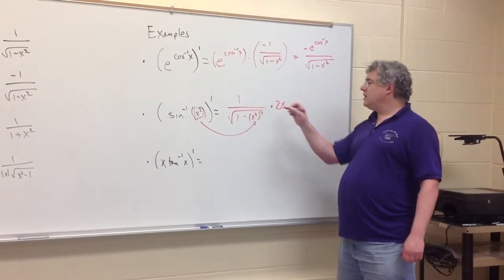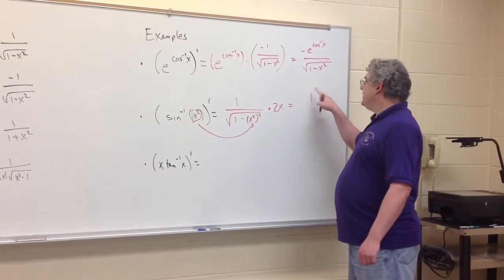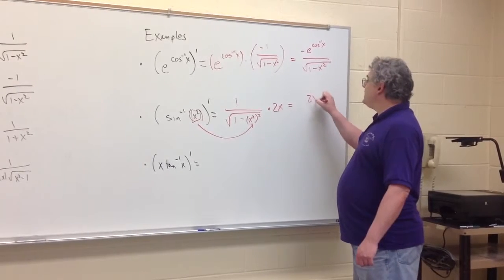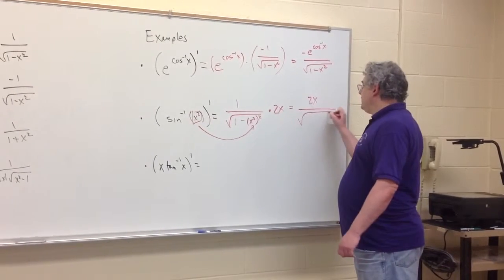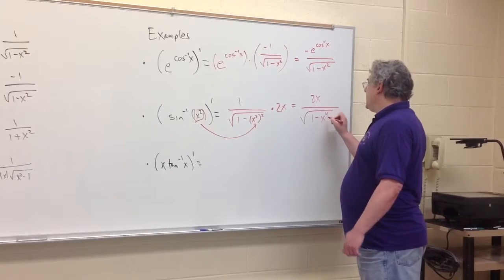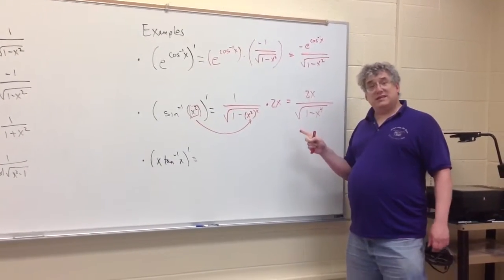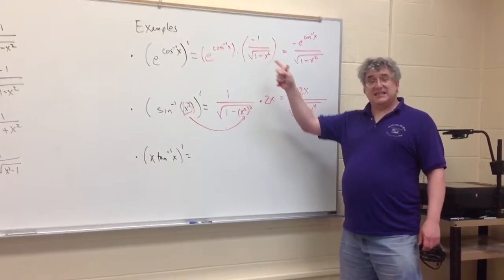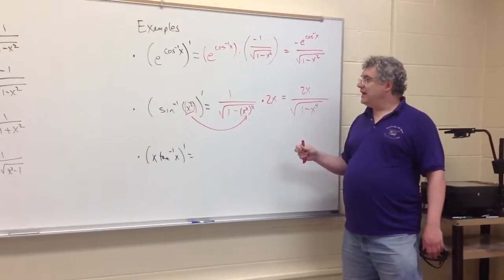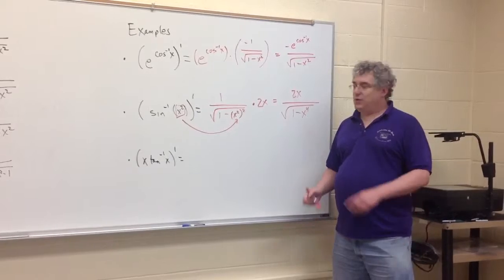And this one will work a little better. We get 2x over the square root of 1 minus x to the 4th. Hopefully that sort of makes sense. Hopefully the top one does make sense, and the second one you're going, okay, I kind of get that. Let's try one more and see how it works.